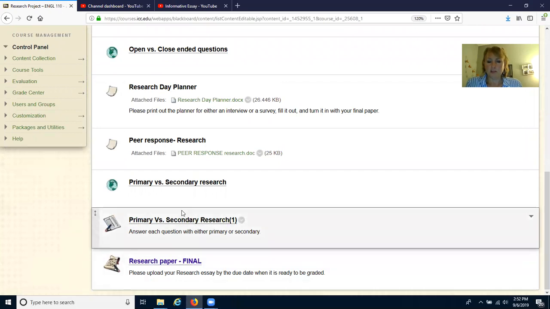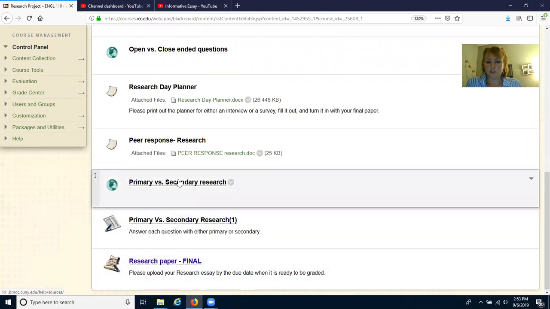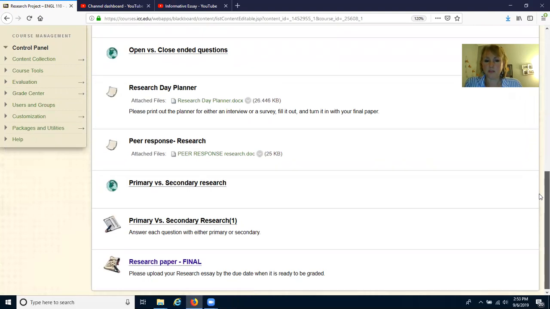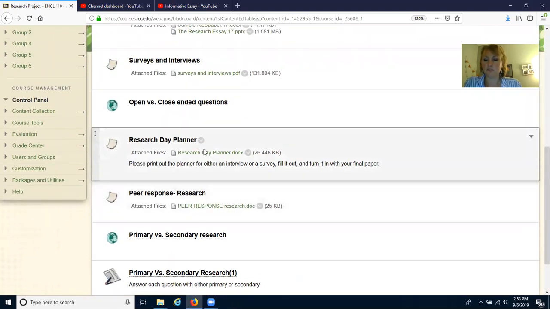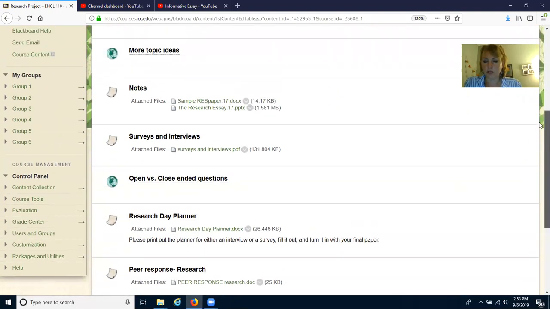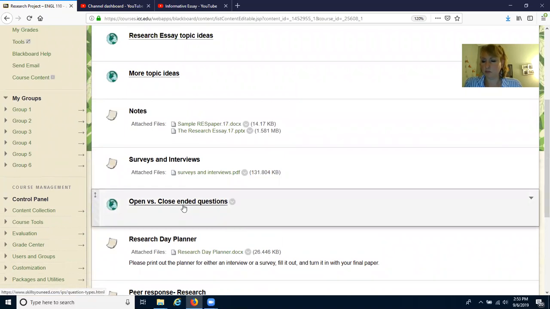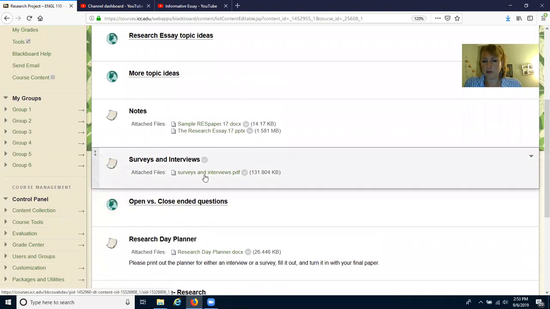Please note there's information on primary versus secondary research, and then there is a primary and secondary research quiz that you will need to take. If you are out doing research, there is a research day planner that you can actually go through and plan out your research. And then there's information about creating open versus closed-ended questions in a survey, as well as information about surveys and interviews in general. Please take a look at those before you conduct any type of interview.